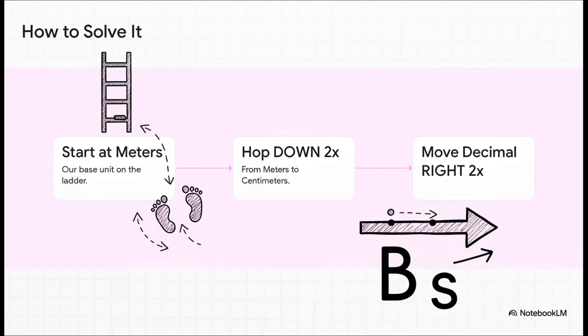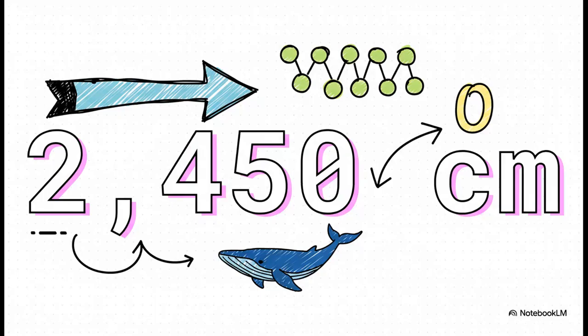And what's our magic phrase? Every hop on the ladder is one hop for the decimal. Since we're going from a bigger unit to a smaller one, that means we move our decimal 2 hops to the right. Let's watch that decimal dance. We start with 24.5. One hop to the right, boom, it's 245. But we need a second hop, right? So we have to add a 0. And that gives us 2,450. The blue whale is 2,450 centimeters long.